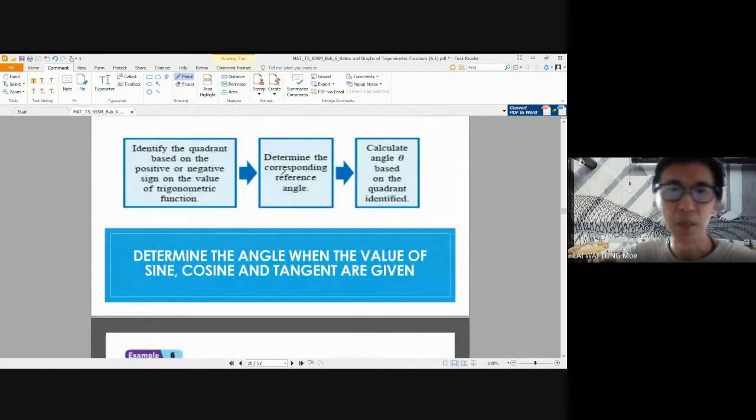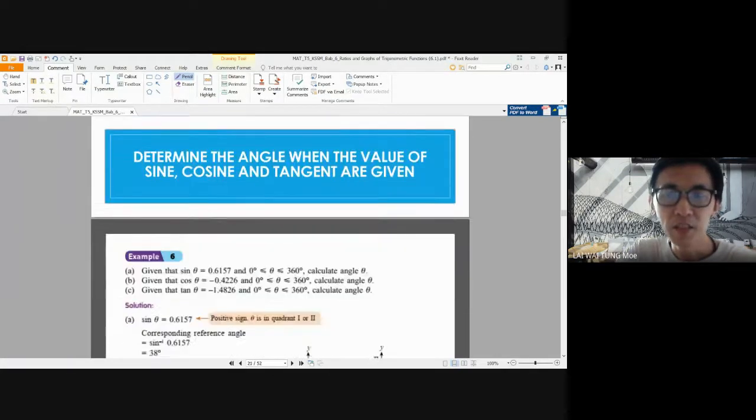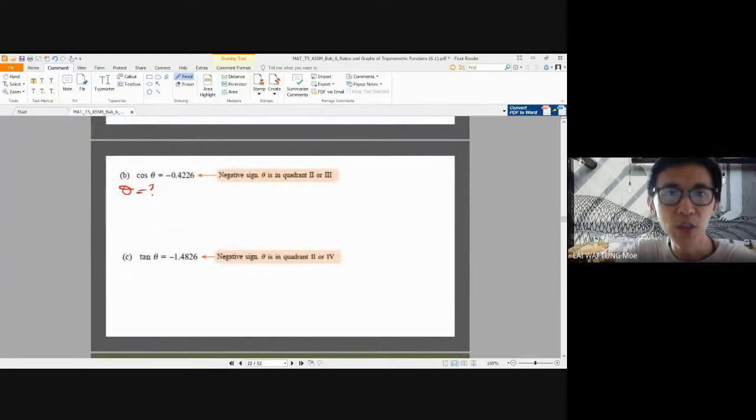Okay, these are the steps. The first step is you need to identify the quadrant, based on the positive or negative sign. The second step is to determine the corresponding reference angle, or the alpha. And the third step is to calculate the theta based on the quadrant. So the first step is to determine in which quadrant.